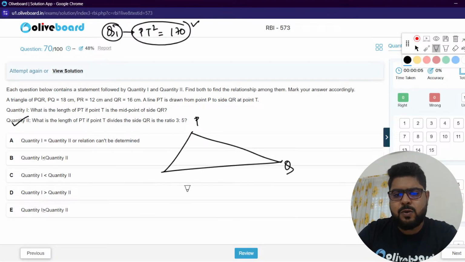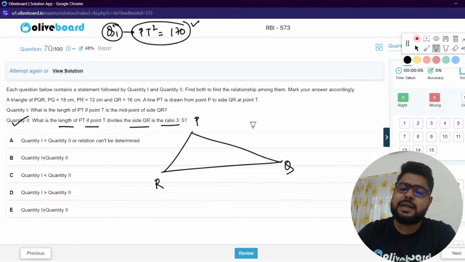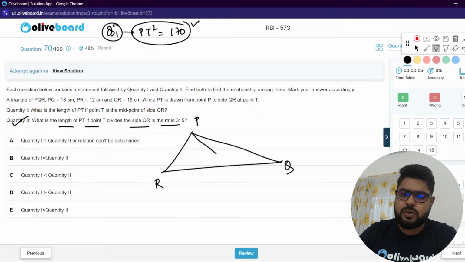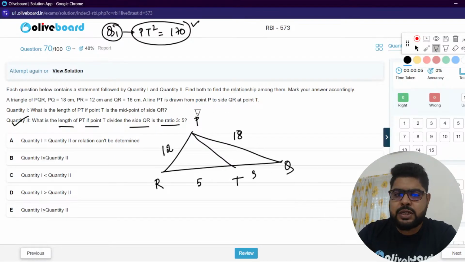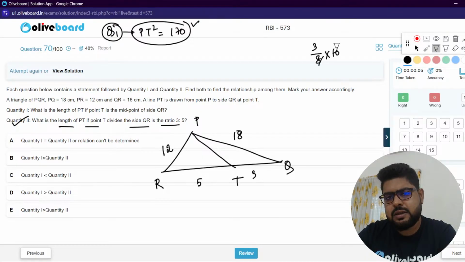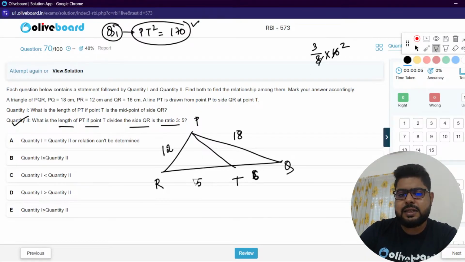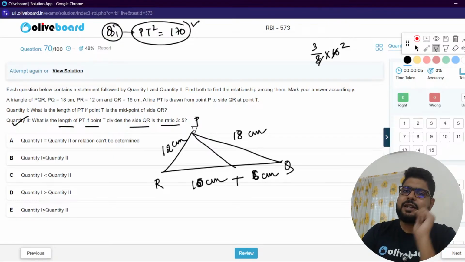Now second, same diagram, PQR. What if PT divides the side not at the midpoint but in some ratio? So this is T. PQ is 18, this is 12, this is 16. The ratio is 3:5, so 3:5 means total is 16. So 3 by 8 of 16, this is 6 and this is 10. Got it? This is given.